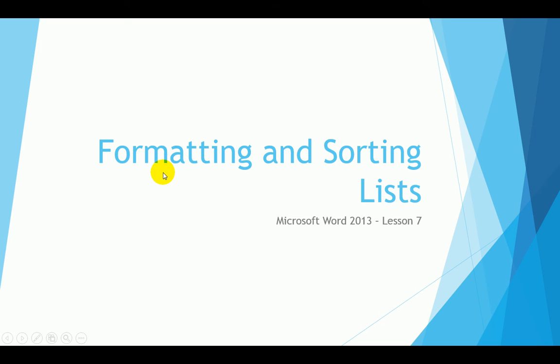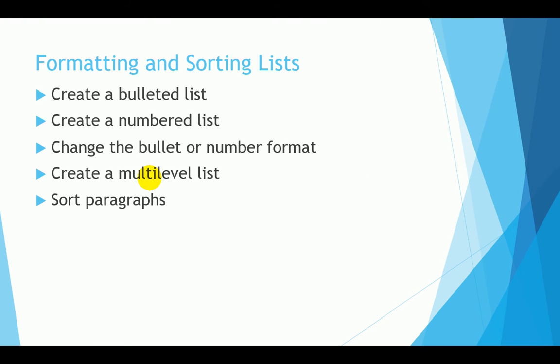Today we're going to be talking about formatting and sorting lists in Microsoft Word. This is Lesson 7 in your Pearson book. In this lesson we'll show you how to create a bulleted list as well as a numbered list and the difference between those two. We'll discuss how to change the bullet or the number format that's being used.